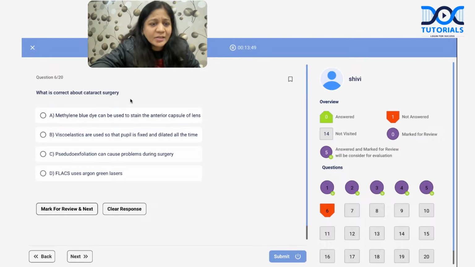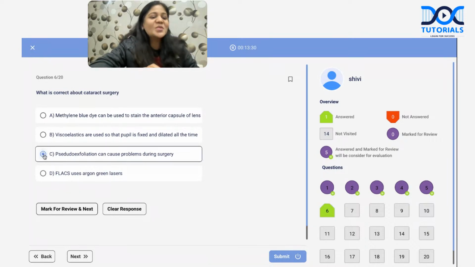Now, what is correct about cataract surgery? So methylene blue dye can be used to stain anterior capsule. No, no, it is your trypan blue. Viscoelastics are used so that pupil is fixed and dilated all the time. No, viscoelastics can dilate, but it will not produce a fixed dilated pupil. No, no, no. Pseudo exfoliation can cause problems during the surgery. Guys, this is absolutely correct.